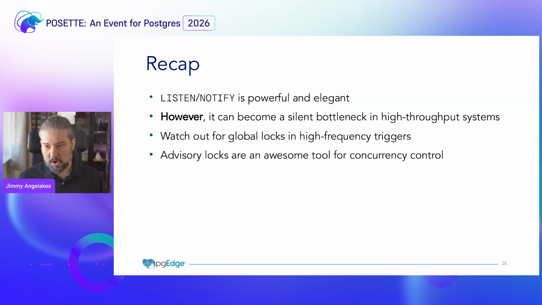Advisory locks are awesome. You can use them for manual concurrency control, which is what we did here. We didn't want two callers to send notifications concurrently, and we fixed that. The bottom line is you should keep Notify out of your hot path in whatever your application happens to be.